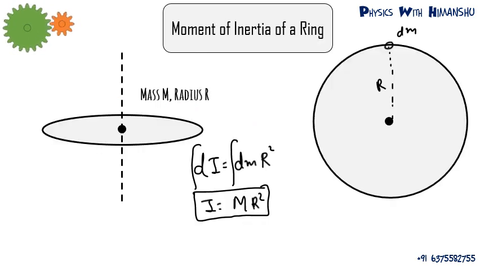Similarly, if we want to calculate the moment of inertia of a ring, so this is a ring and we want to calculate the moment of inertia about this axis, the axis which is passing through the center and is perpendicular to the plane of the ring. If we take a small mass element dm, the dm will be at a distance r from the axis of rotation. So the small moment of inertia of dm will be dm into r square. R is a constant and integration of dm will give m. So the moment of inertia of a ring about an axis passing through its center and perpendicular to the ring is mr square.